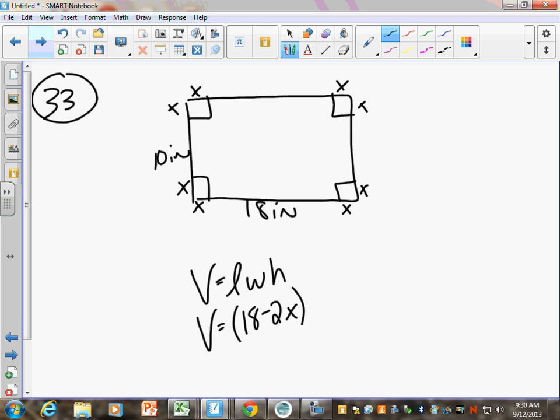And the width was normally 10 inches, but I took x out of each end, so now the width is 10 minus 2x. And how tall is my little rectangular prism that I've made? X, because if you fold it up, it's going to go up as high as you cut out that little square. So my height is x.